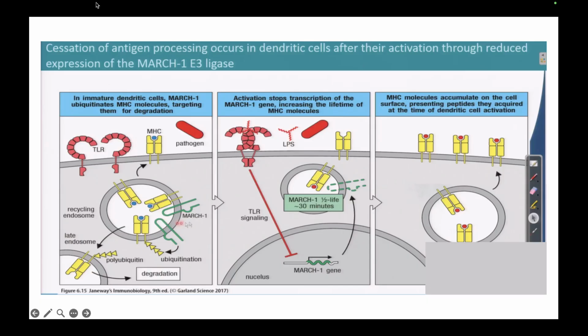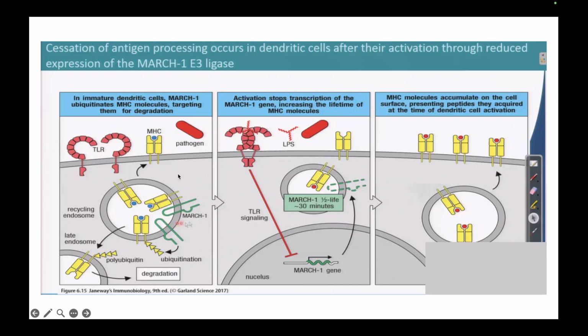So how does that happen? Here you can see in this vesicle there are three MHC molecules, but there is this particular protein MARCH1, which is the ligase. It ubiquitinates the MHC with which it is associated. Ubiquitination is the sign for degradation, so when ubiquitination takes place, it degrades the MHC molecule. So out of the three, only one could go and be expressed on the surface.